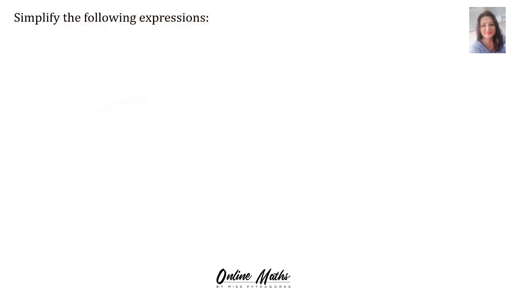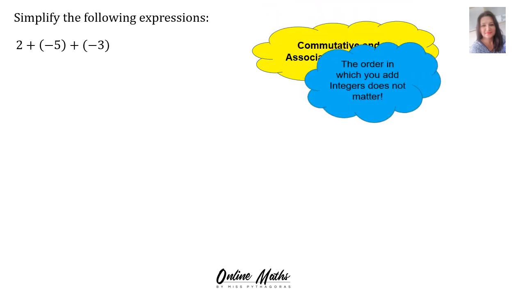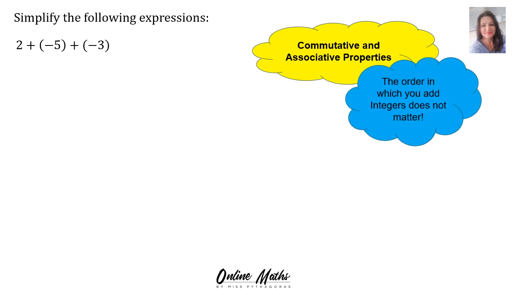Let's look at some examples. The question is: simplify the following expressions. And then I give you 2 plus -5 plus -3. But before I show you that, I want to focus your attention on something that we call the commutative and associative properties of integers. And what that means is the order in which you add integers doesn't matter. So you can start with the negative ones and say -5 plus -3 is -8, plus the 2 is -6.